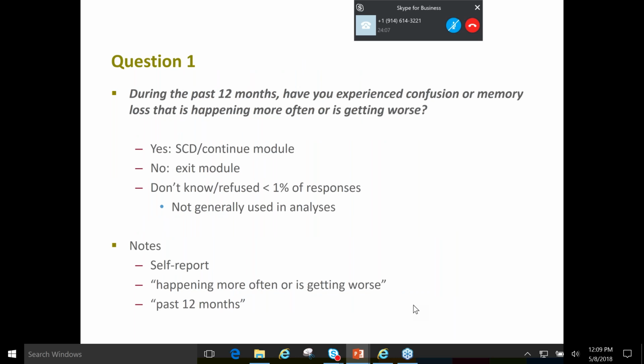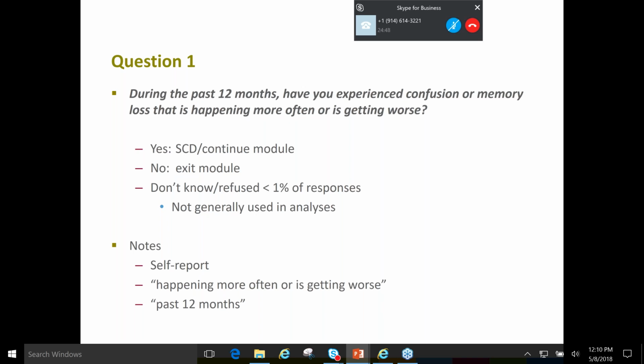So now I'm going to go through the questions within the cognitive decline module. Question 1: During the past 12 months, have you experienced confusion or memory loss that is happening more often or is getting worse? This is a yes/no question. If a respondent on BRFSS says yes, they continue in this module for the remaining 5 questions. If they say no, they are exited from the module and they are not classified as someone having subjective cognitive decline. Less than 1% of respondents respond don't know or refused, and generally we do not include those responses in our analyses of this module.